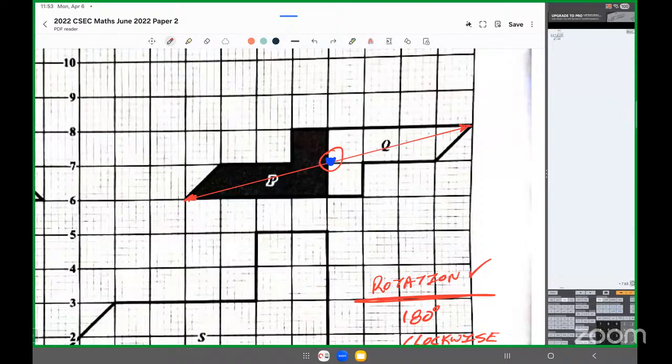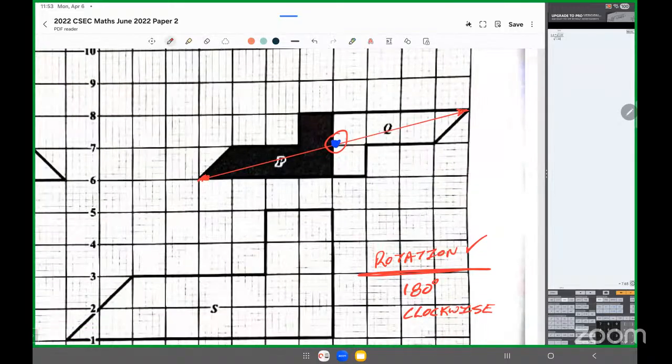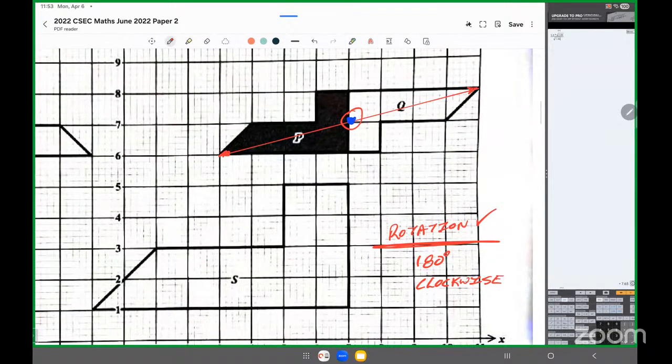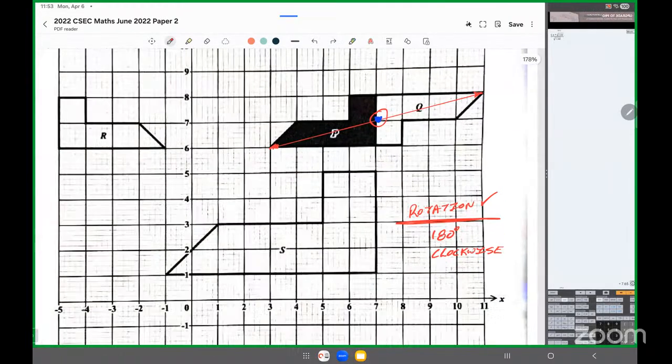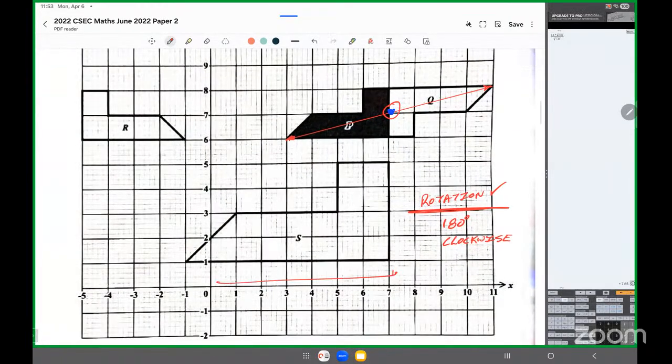I'm just joining those two corresponding points because I know a 180-degree rotation is the same as reflecting through a point. So because we have a 180-degree rotation, we can view it as a reflection of this point through that center point. So this is the center of the rotation. The more things you know, the better, guys. A 180-degree rotation is the same as reflecting through the center point right here. So what are the coordinates of that blue point? It is 7, 7. So the center point is 7, 7.